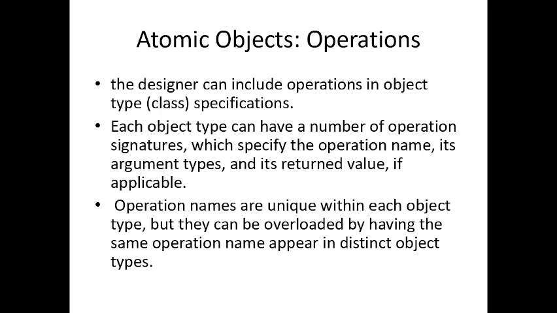In addition to these attributes and relationships, the designer can include operations in object type or class specifications. Each object type can have a number of operation signatures which specify the operation name, its argument types, and its return values if applicable. Operation names are unique within each object type, but they can be overloaded by having the same operation name appear in distinct object types.